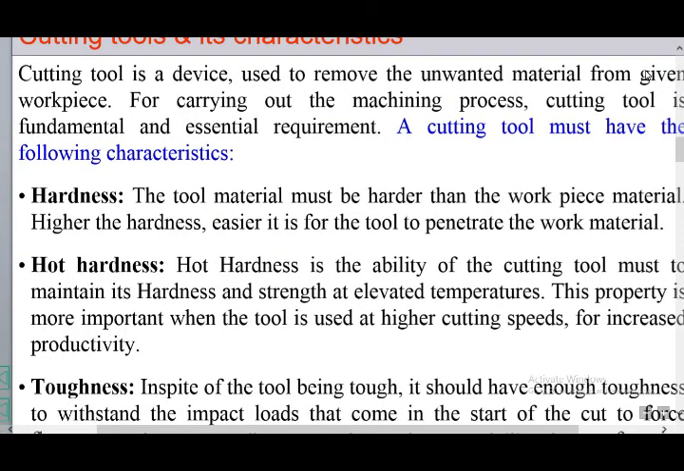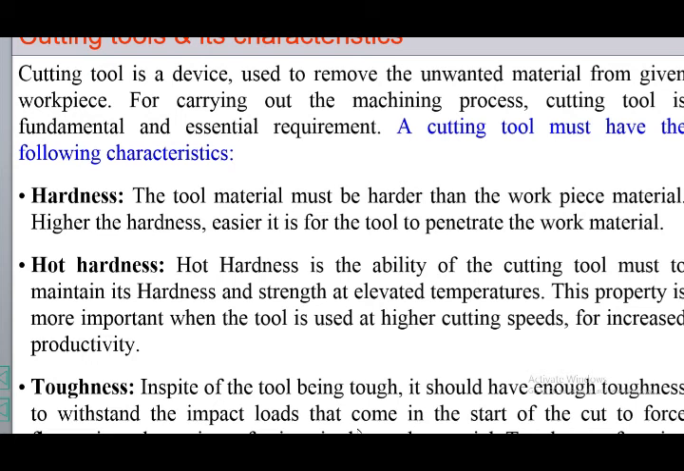Cutting tools and characteristics. The cutting tool is a device used to remove unwanted material from a given workpiece for carrying out the machining process. The cutting tool is a fundamental and essential requirement. A cutting tool must have the following characteristics, and we discuss them one by one. Hardness. First and most important, it is mandatory to have hardness. The tool material must be harder than the workpiece material. The higher the hardness, the easier it is for the tool to penetrate the work material.